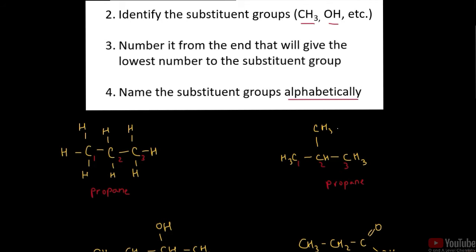But I have a methyl group. This is a methyl group, which is bonded to the second carbon. So it's going to be 2-methyl propane. So the number immediately before methyl tells us where the methyl group is on the propane.